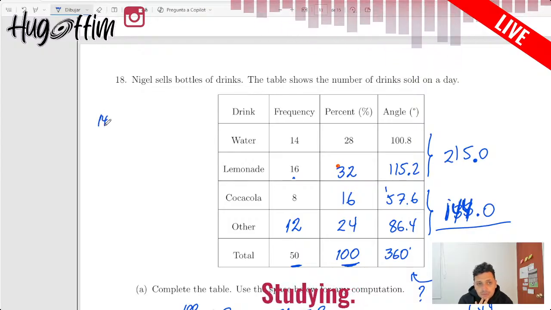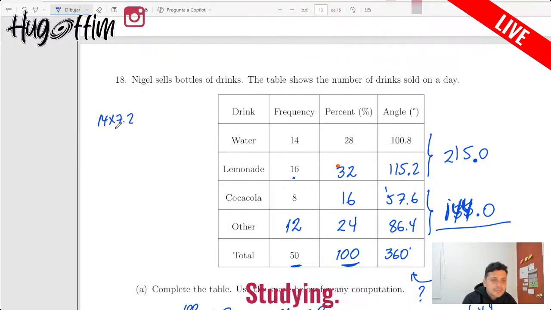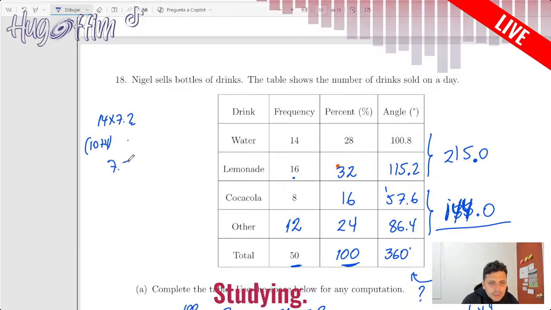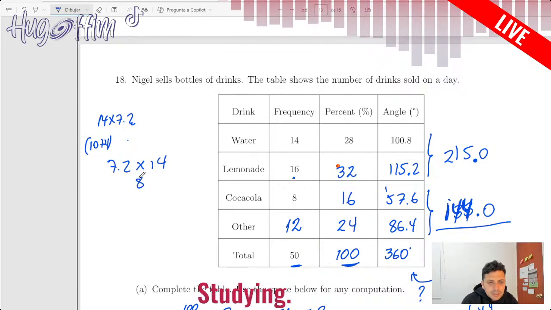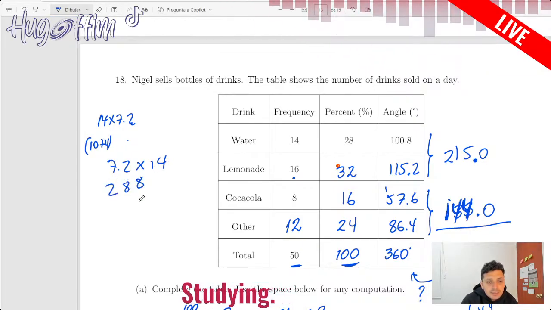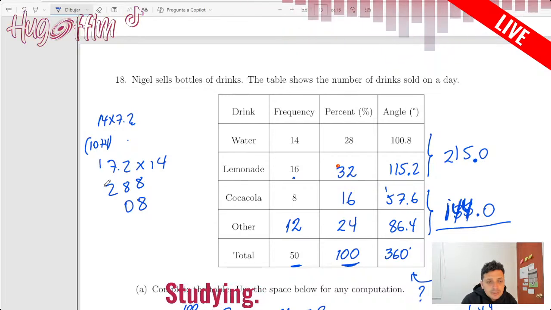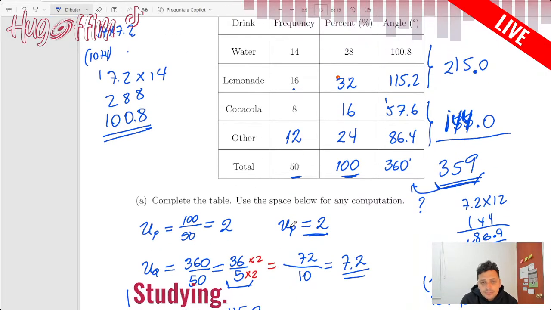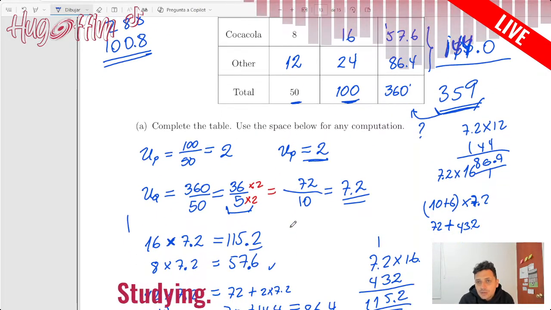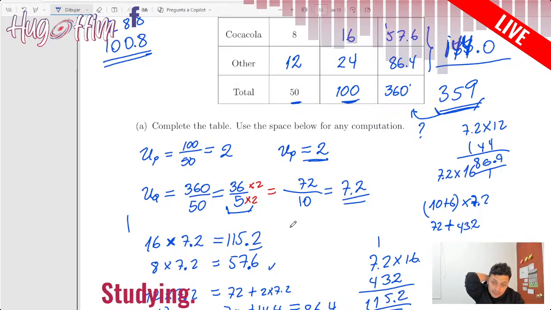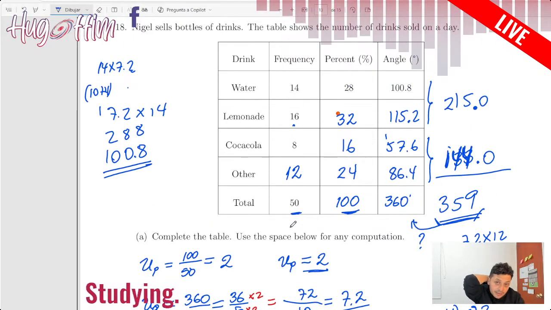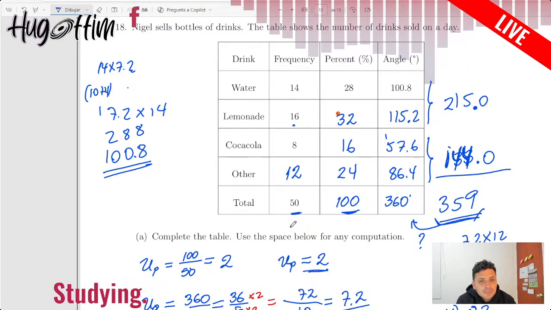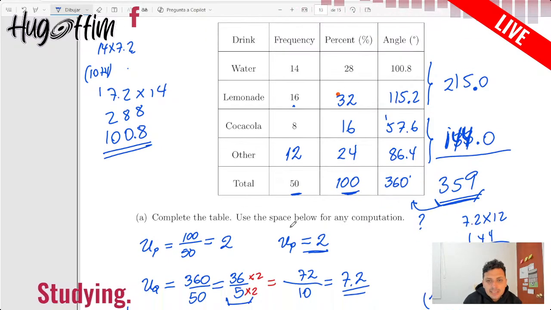So let's check it. 14 times 7.2. This is 10 plus 4. Okay, I'm going to do it the other way. 4 times 2, 8. 4 times 7, 28. 8, 8 and 2, 10, 10.8. Okay, no, it's just rounding errors. So when we round it, it's going to be 359, and 359 could be rounded to 360. Look at that. Sometimes we're approximating, we don't know the approximation, and this is what happened.